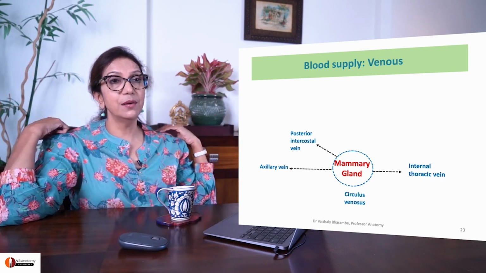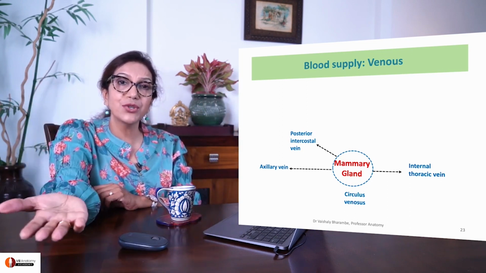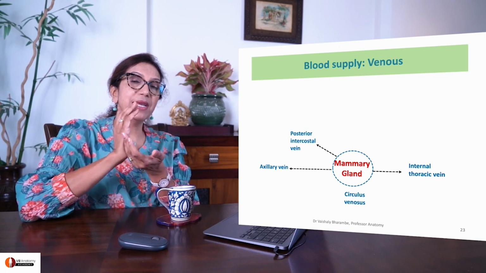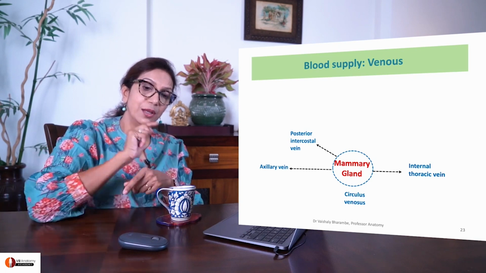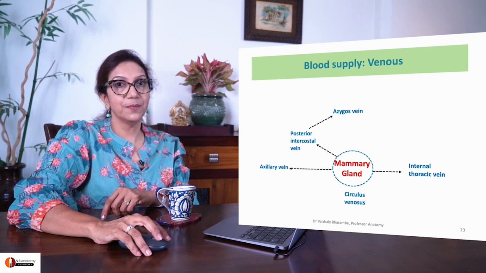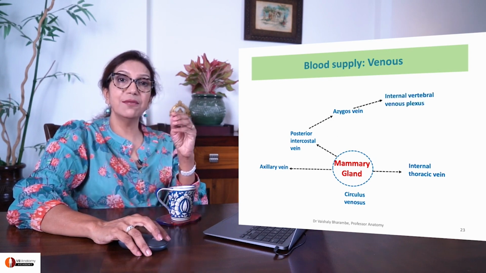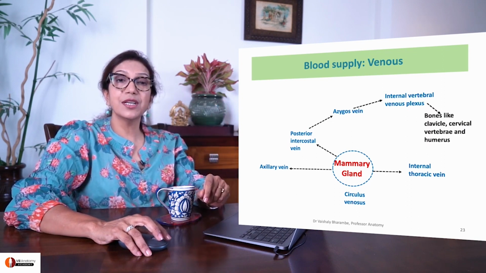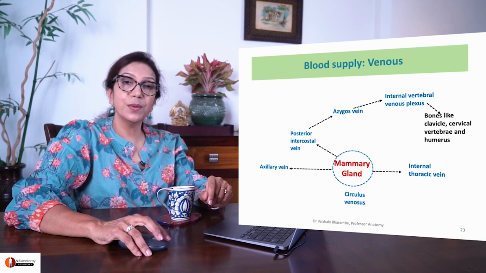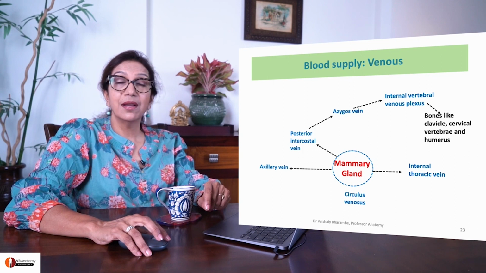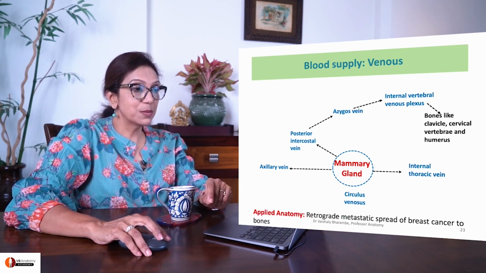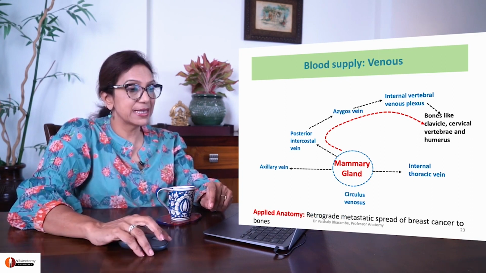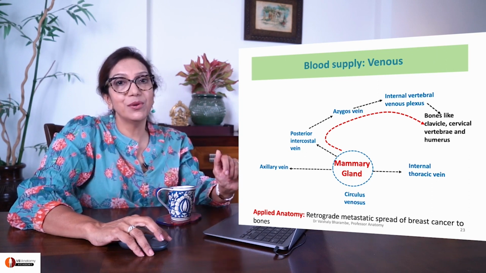Now you have started to wonder, ma'am, why are you giving me so much information? Students, this is interesting. See how blood goes from the mammary gland into the posterior intercostal vein. Along the posterior intercostal, it goes to the azygous vein. The azygous vein is communicating with the internal vertebral venous plexus in your vertebra, from where it is in communication with bones like cervical vertebrae, humerus, clavicle, and so on. Sadly, cancer of the breast spreads via this method to the bones, and this is called retrograde metastatic spread of cancer to the bones. And that's why you have to know the venous drainage.